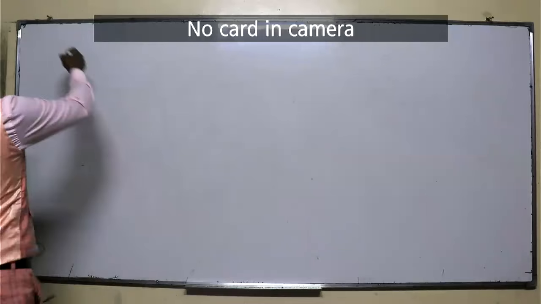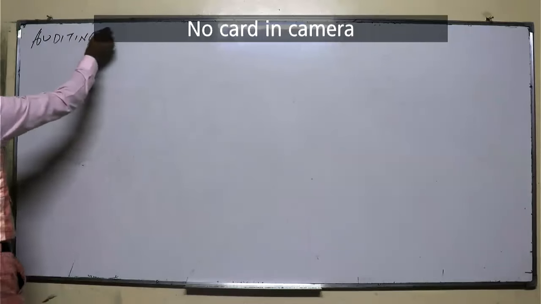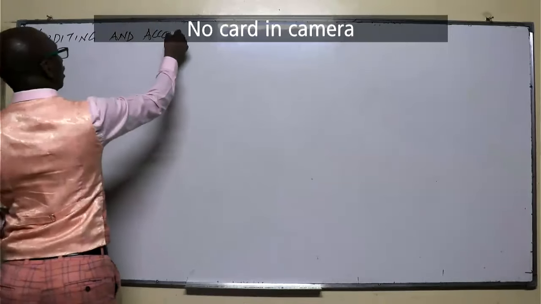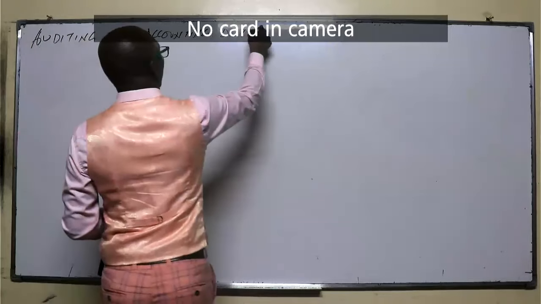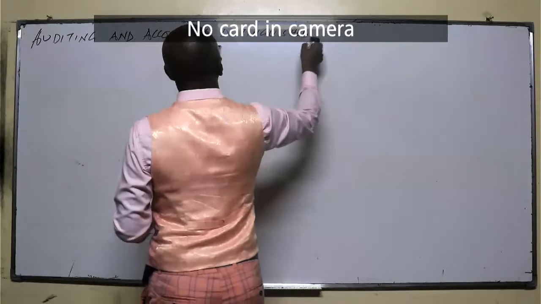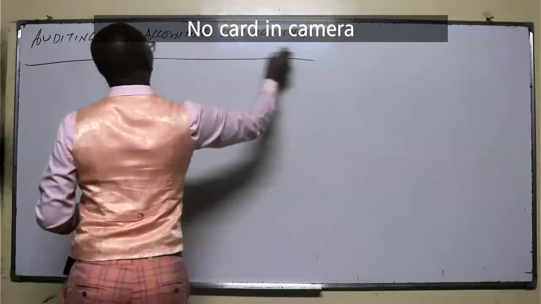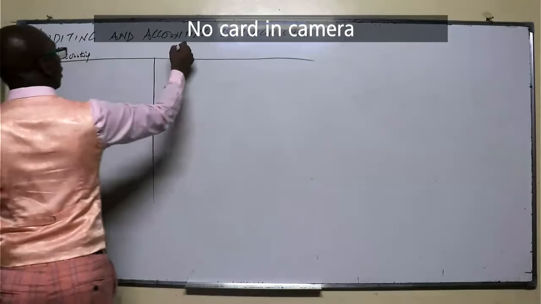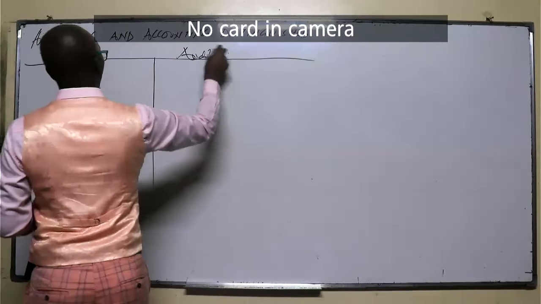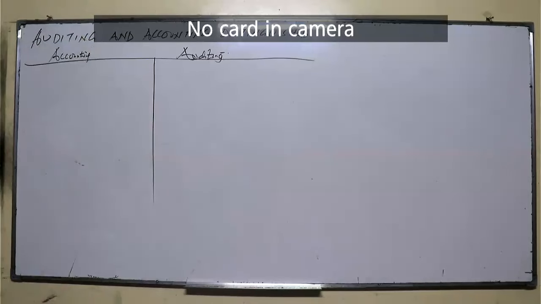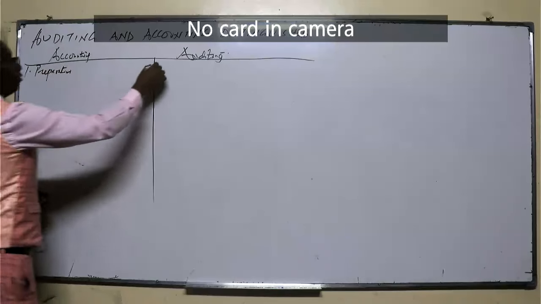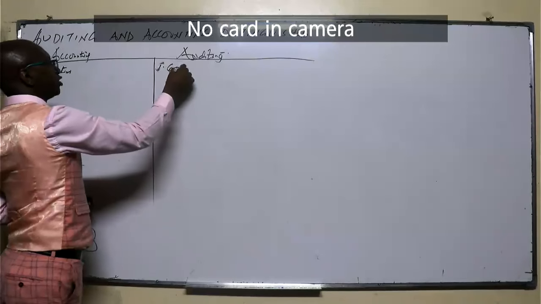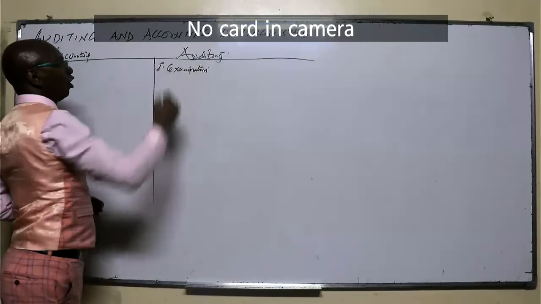Auditing and accounting distinguished. Accounting, of course, this is preparation of books of accounts. Auditing is about examination of books of accounts.